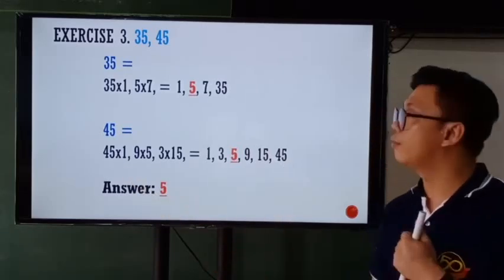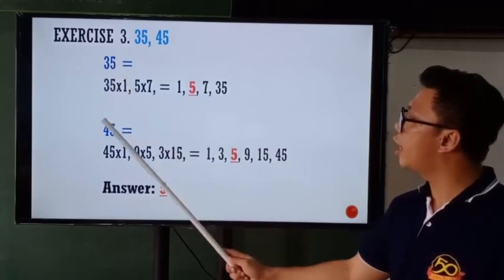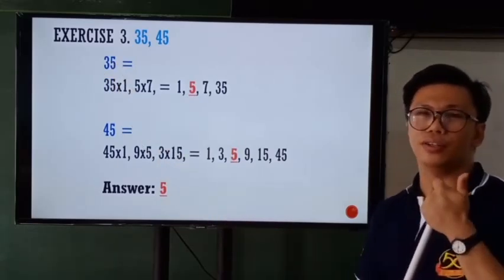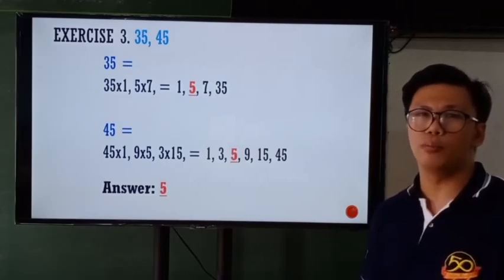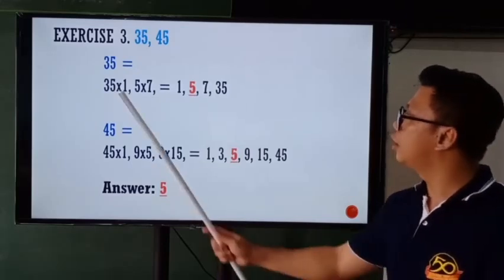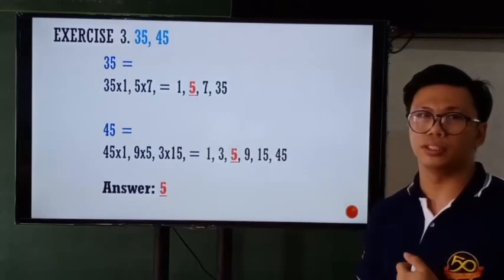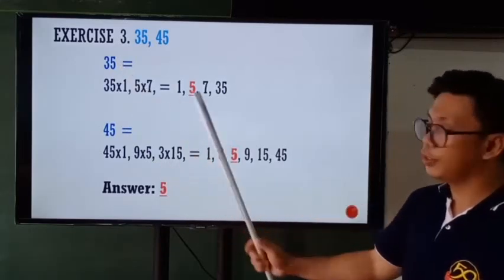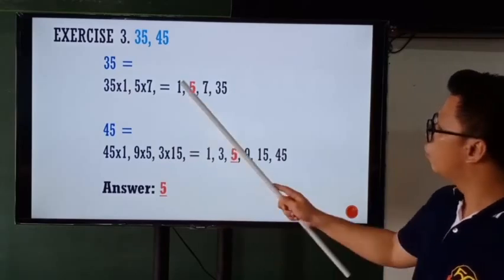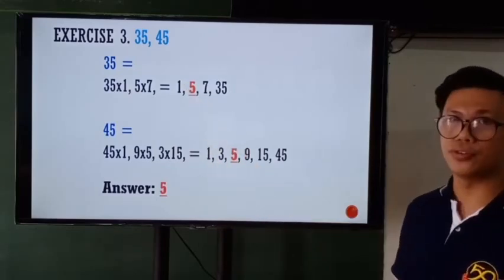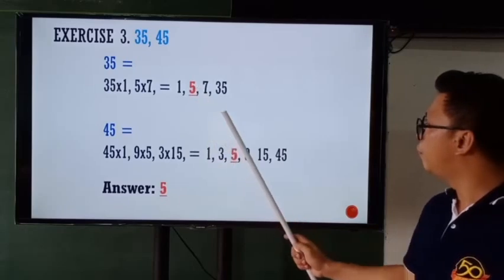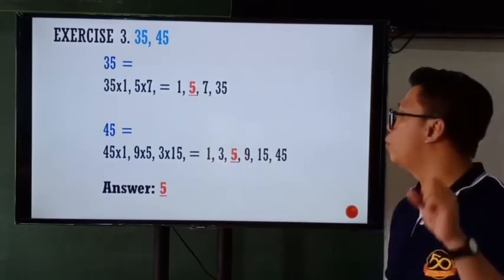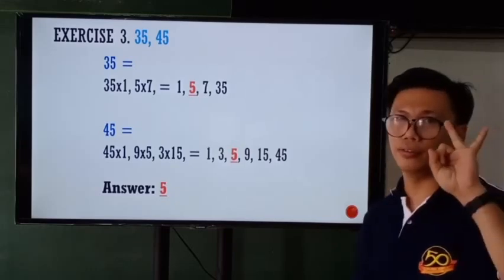So that is the factors of 35 and 45. So what's next? Very good. We will find the common factors of 35 and 45. So let's see what are the common factors of 35 and 45. We have 1. Very good. What else? We have 5. So we have 2 common factors, 1 and 5.